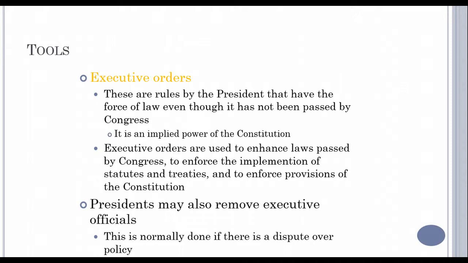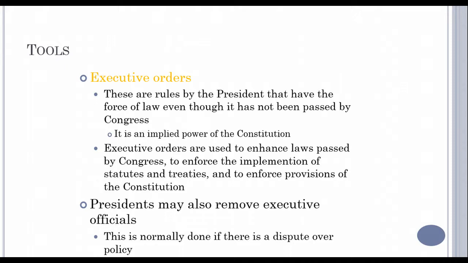Alright, so an executive order, like we said, enhances laws passed by Congress. So say there's something missing from that law, or there's some enforcement policy that's missing, the president can write an executive order to make sure that those things are enforced. Alright, to enforce the implementation of statutes and treaties. So once again, if things aren't being enforced, if there's some sort of loophole, then the president can try and close that through executive order. And then to enforce provisions of the Constitution. So if people aren't doing what they're supposed to be doing, then the president can issue an executive order to try and force that into happening.